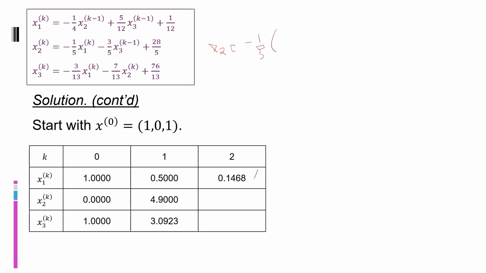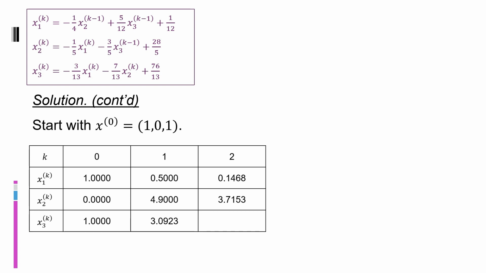For x sub 2, we have negative 1/5 times, eto nang gagamitin, 0.1468 minus 3/5 times, ito yung gagamitin natin, 3.0923 plus 28/5. And that is equal to 3.7153.